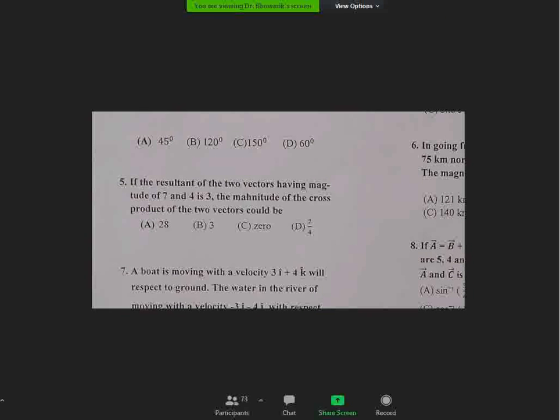This is about number 5. If the resultant of two vectors having magnitude 7 and 4 is 3, the magnitude of the cross product of the two vectors would be. Magnitude of the cross product of two vectors would be. Oh, according to Party, it is 0. Okay, very good. Anybody else?